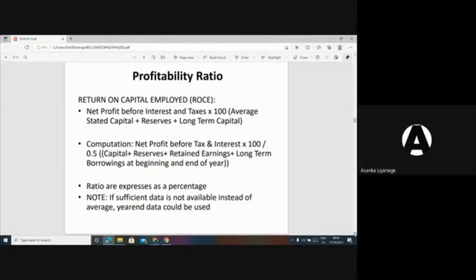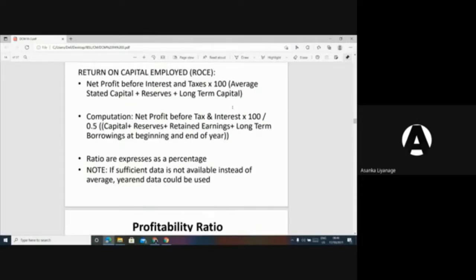Right. Ratios are expressed as a percentage. If sufficient data is not available, instead of average, year-end data could be used. Right? Year-end data could be used.